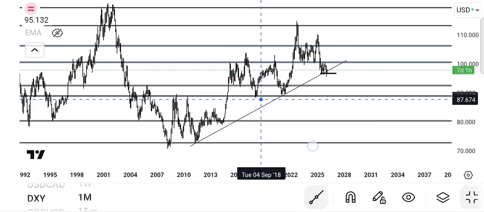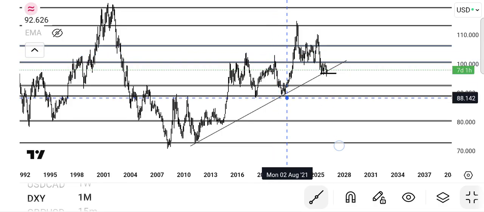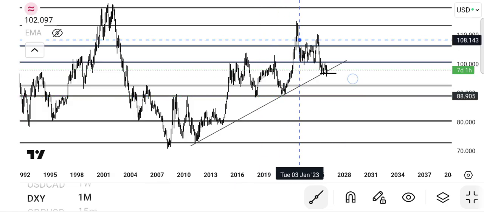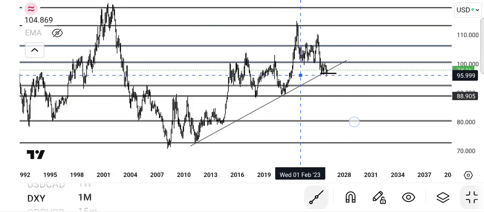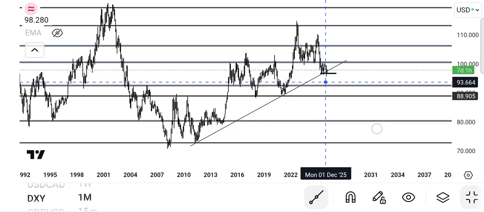So I'll classify this as a higher low, and this is an equal high. Higher low or equal low. You understand? High, low. You understand? Then lower low. Are you seeing? This is a lower low. This is a lower highs.